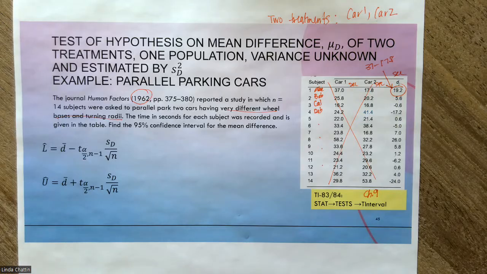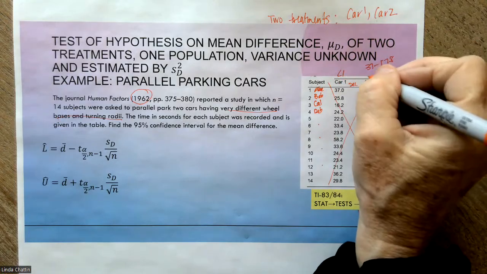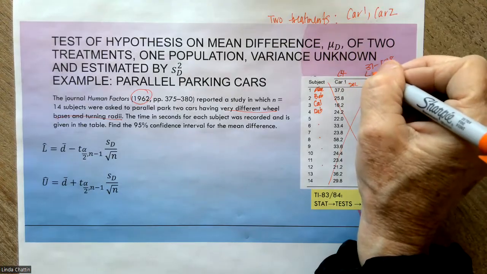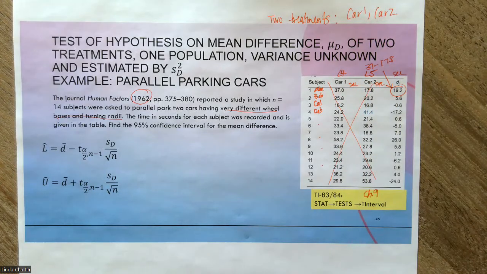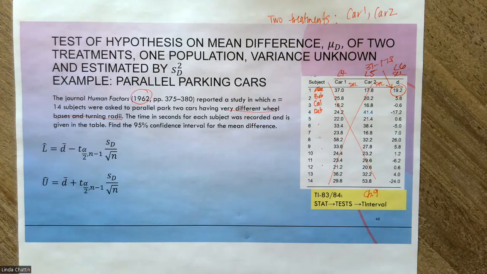So what I have done in my calculator, similar to the last example, is I've gone in and I input car 1 into list 1. I'm sorry, I put it into list 4. I put car 2 into list 5 because I wanted to save the data. And then I generated for list 6 the same way I generated list 3 for the previous example. So let me show you what I've got in my calculator here.